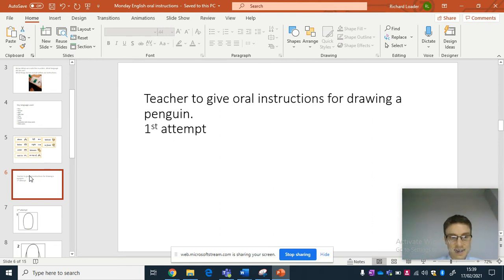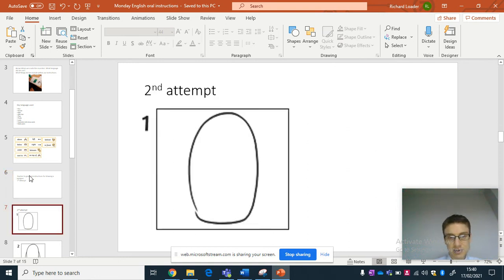Okay, now we're going to have a second attempt. So I'm going to give you the instructions again, but this time you're going to see the images. Okay, so first instruction. So it was draw an egg shape, wasn't it? But at the bottom it was going to be quite flat. Okay, so can you draw that on your piece of paper first?